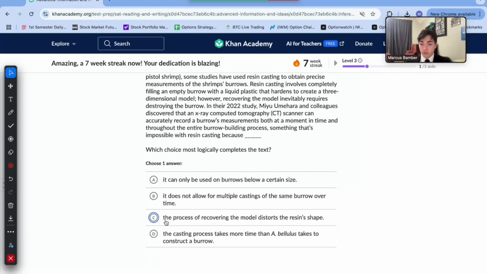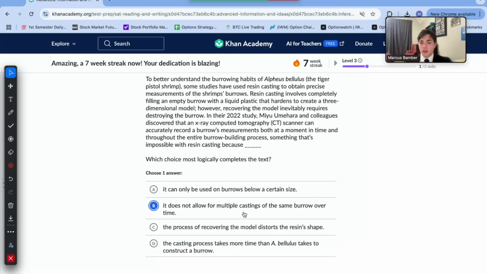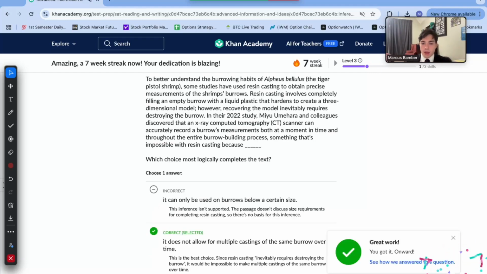This is true. The process of recovering the model distorts the resin shape. That is incorrect. It completely destroys the burrow. And the casting process takes more time than it takes to construct a burrow. Once again, incorrect. Because of how the resin casing works, it can only happen once, and if you recover it, it destroys the burrow completely. So it does not allow for multiple castings of the same burrow over time. For example, if you get a burrow in the initial stages of building development, and you take a resin casing and then take it out, it completely eliminates the burrow, so the tiger shrimp would have to start completely again. So answer choice B is indeed correct.